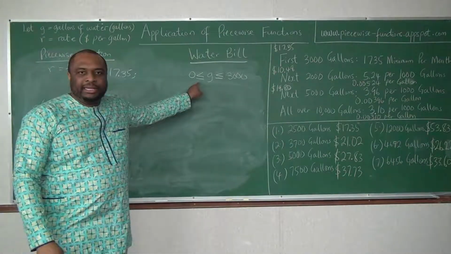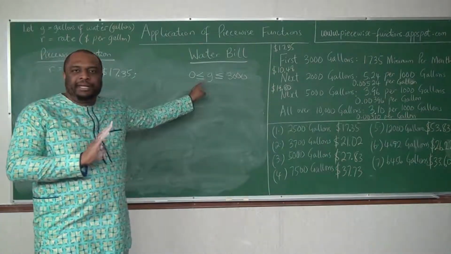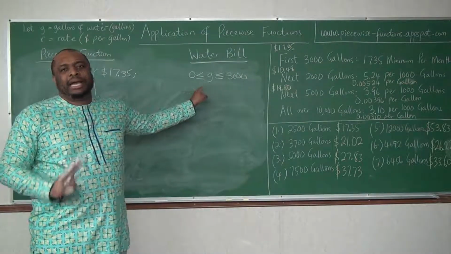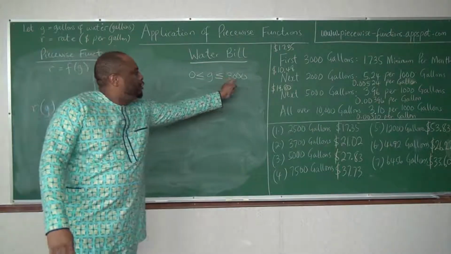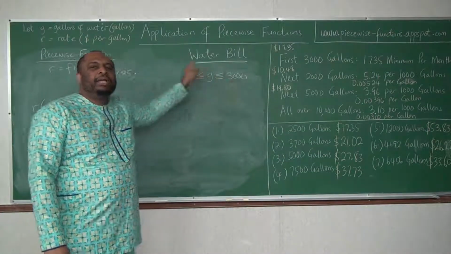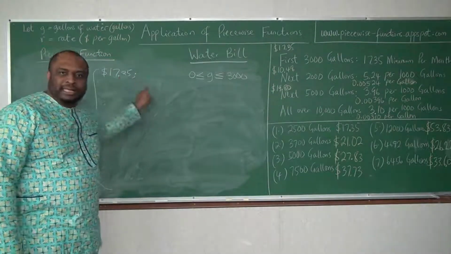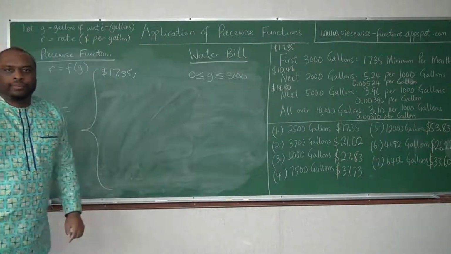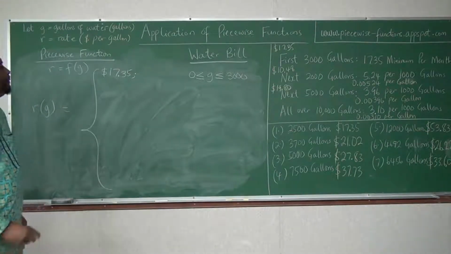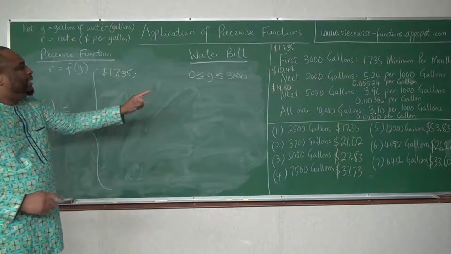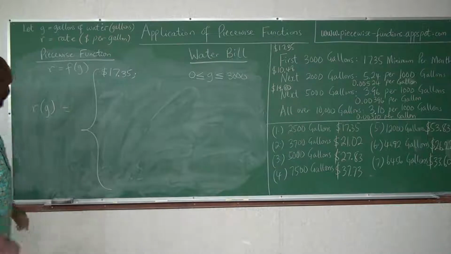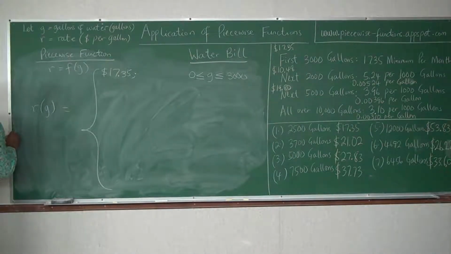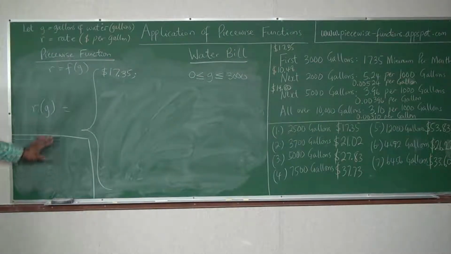Okay, 0 is included. If 0 is included, meaning if you do not use any gallon of water, you will pay $17.35. If you use 3,000 gallons of water, you will pay $17.35. Okay? Now this next 2,000, this is the way we are going to solve this. I'm going to be solving it here, so I hope you see this.